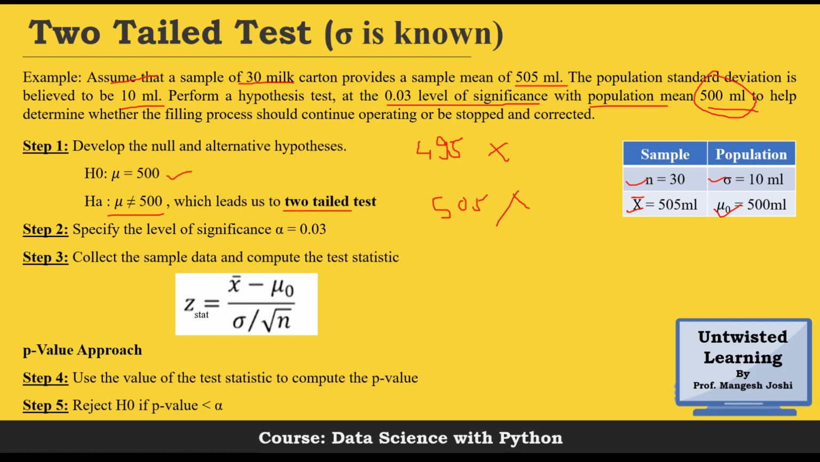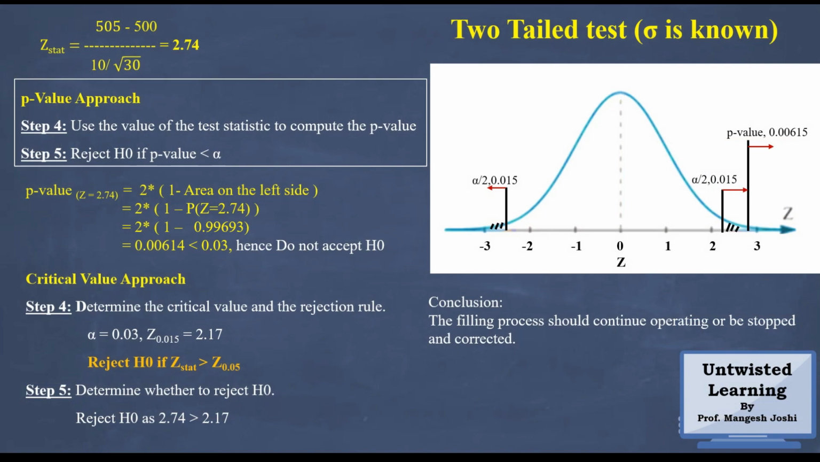That is, you have to check mu is equal to 500 and mu is not equal to 500, which leads us to a two-tailed test. Step 2, specify the level of significance, which is 0.03. Then step 3, calculate the Z statistic. So we have calculated the Z statistic, that is 505 minus 500 by 10 by root 30, which comes out to be 2.74.